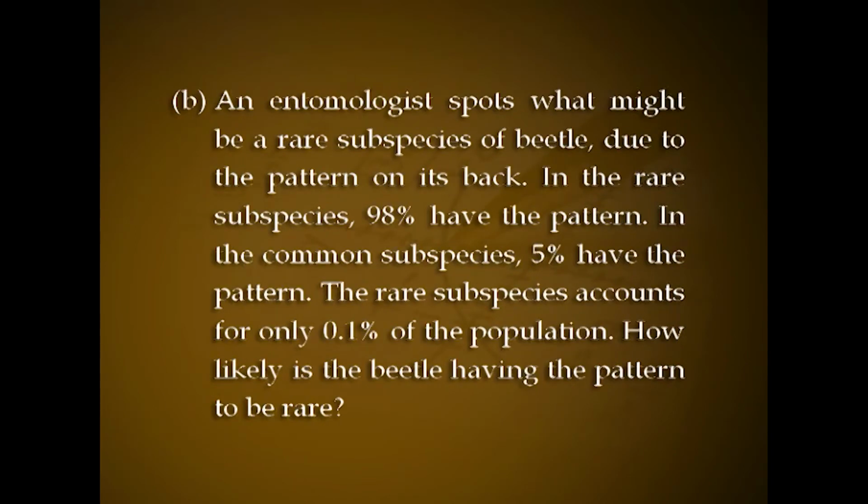An entomologist spots what might be a rare subspecies of beetle due to the pattern on its back. In the rare subspecies, 98% have the pattern. In the common subspecies, 5% have the pattern. The rare subspecies accounts for only 0.1% of the population. How likely is the beetle having the pattern to be rare?